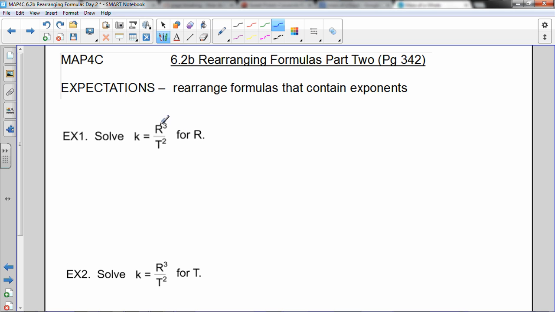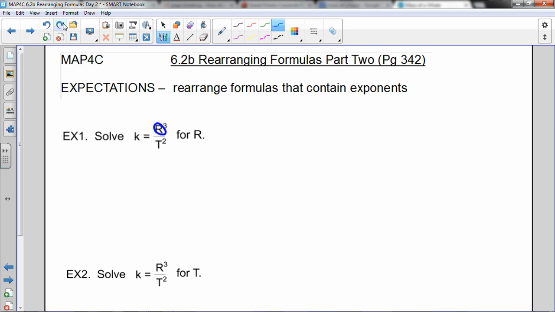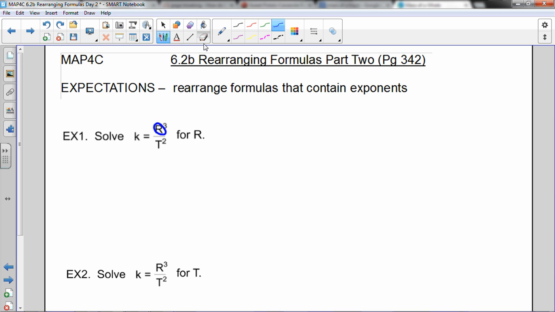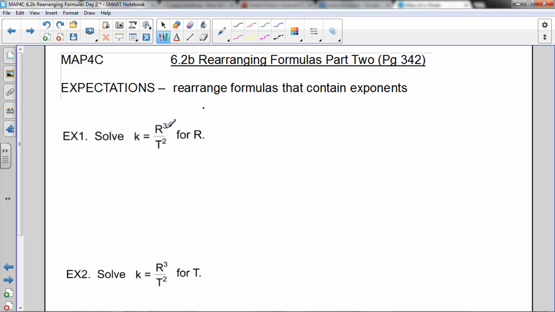We want to solve for r. Right there it is. We want to get r alone. Well, how do we do it? We have to get rid of all the stuff that's around it, right? We have to get rid of the stuff that's around the r cubed, right? So I'd like to cube root, but this t squared's in the way.